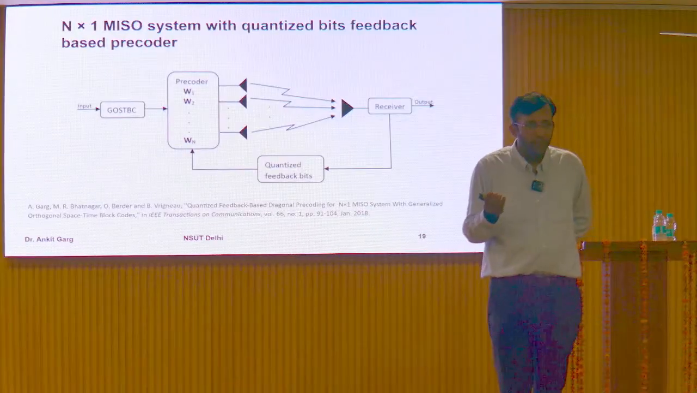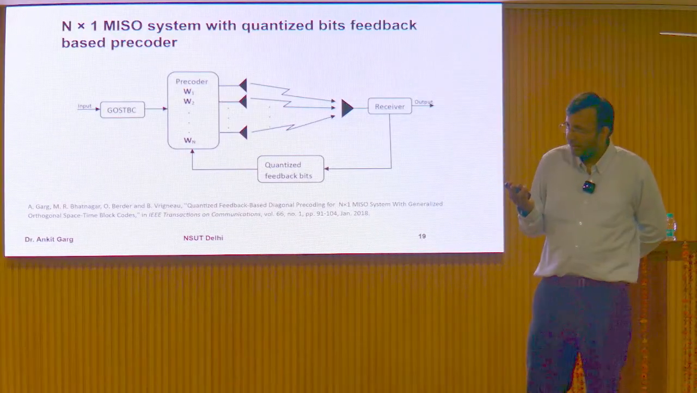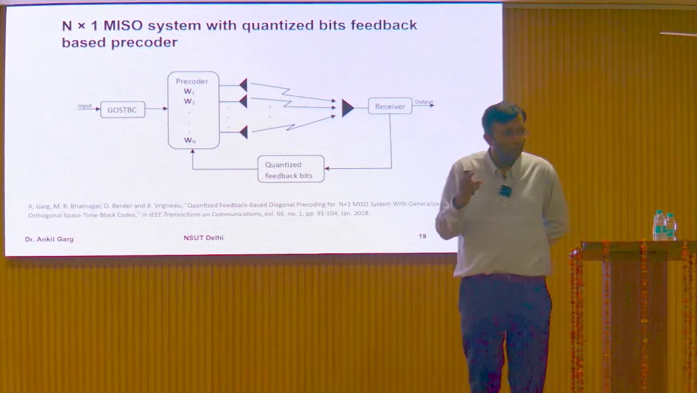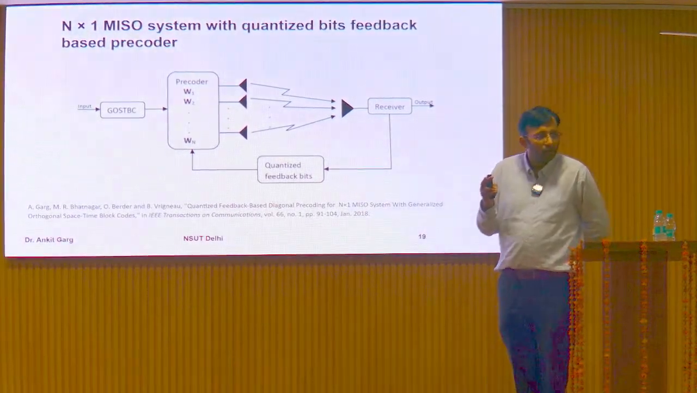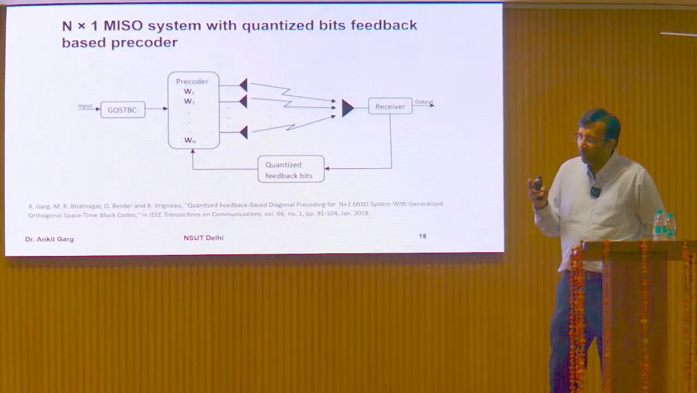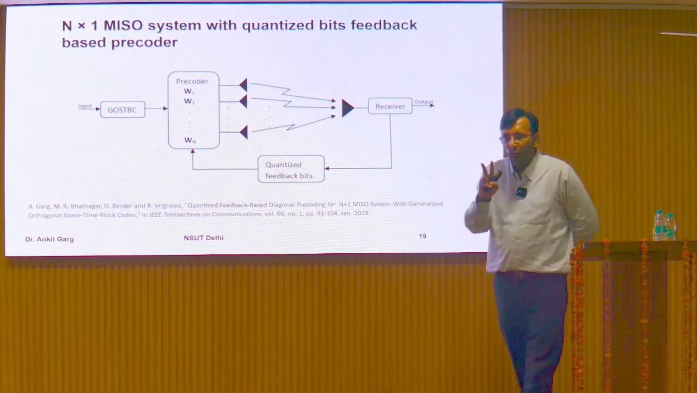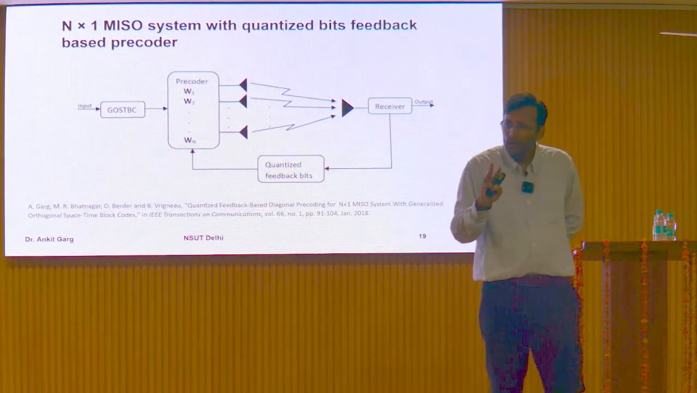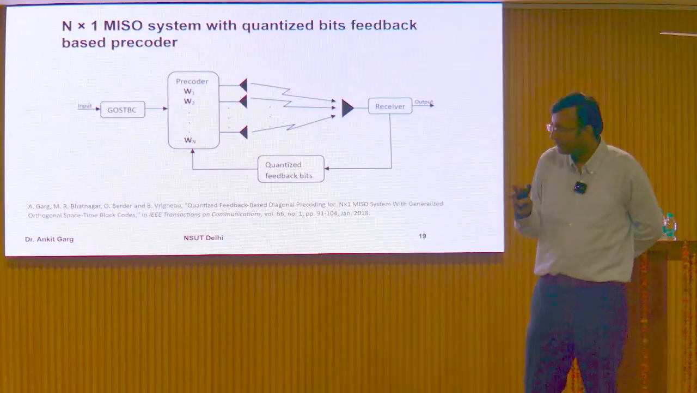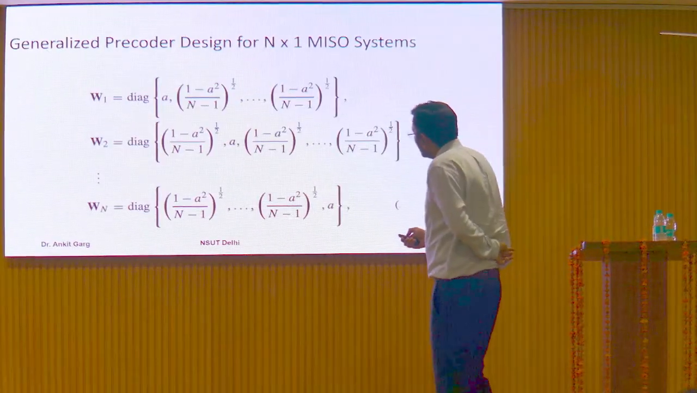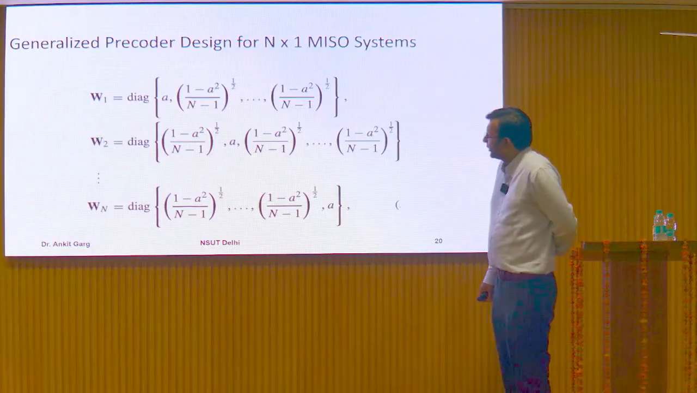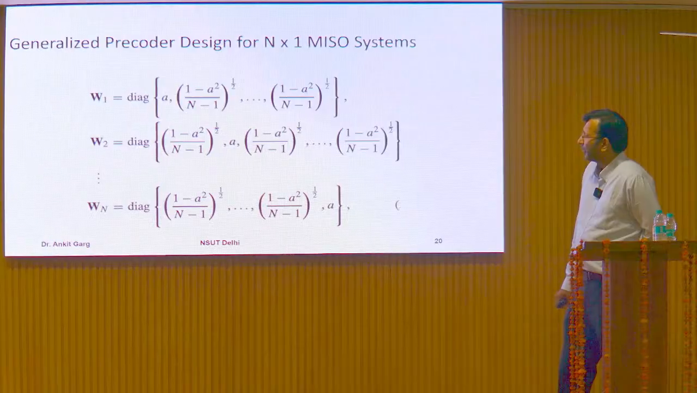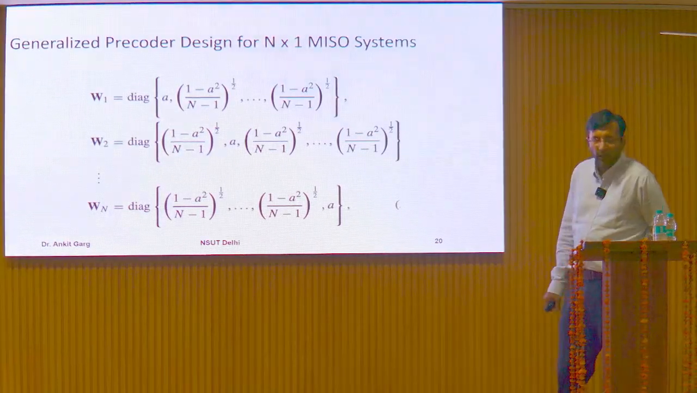Log base 2 of n, right? Round up of log base 2 of n. If we have n equals 4, it means we need 2 bits, right? If we have n equals 8, we need 3 bits, right? So for n transmit antennas, we have designed a generalized precoder structure for n number of transmit antennas.